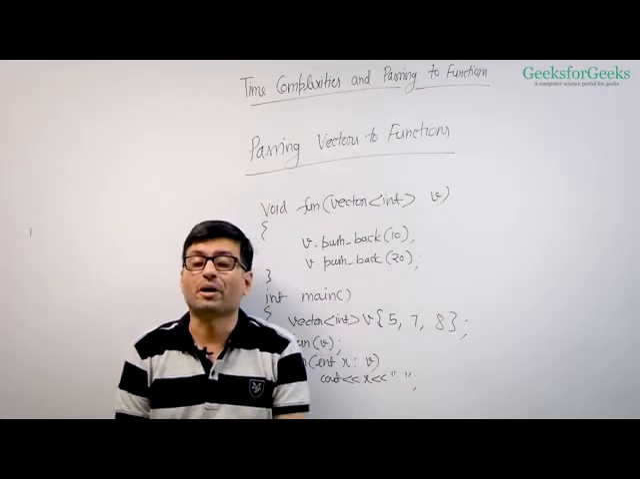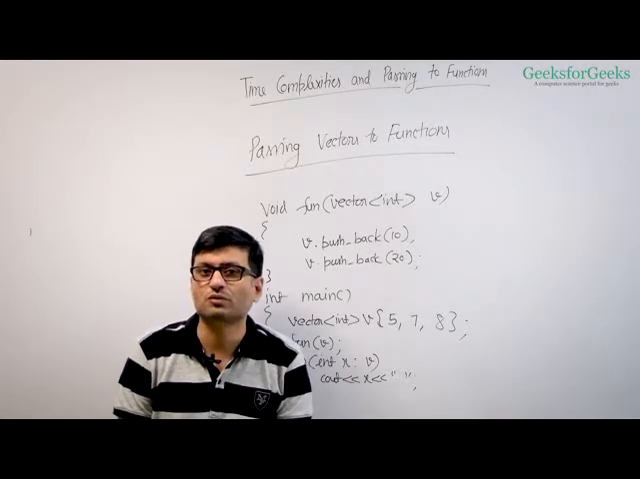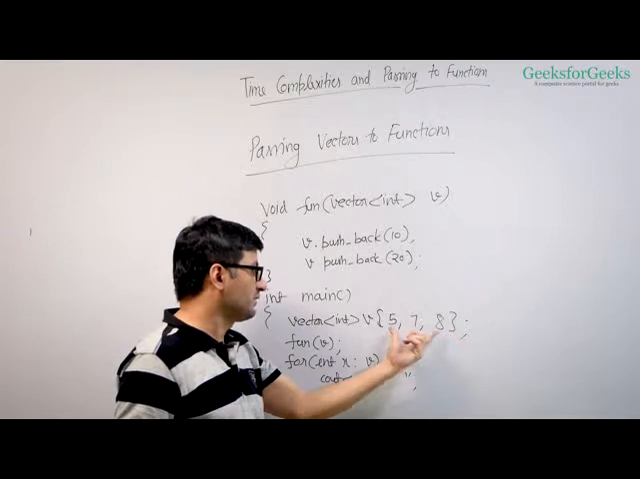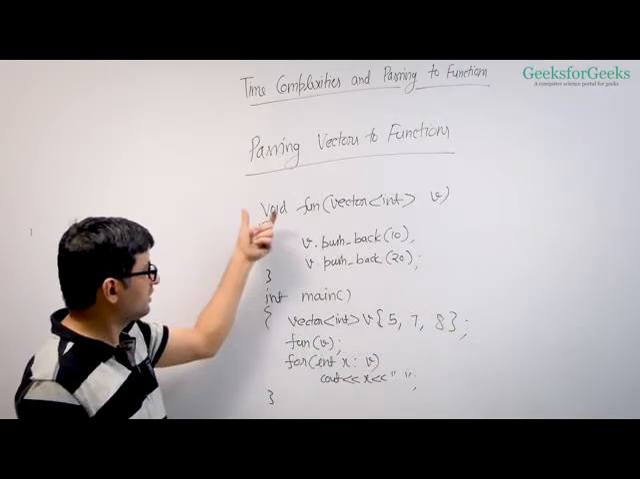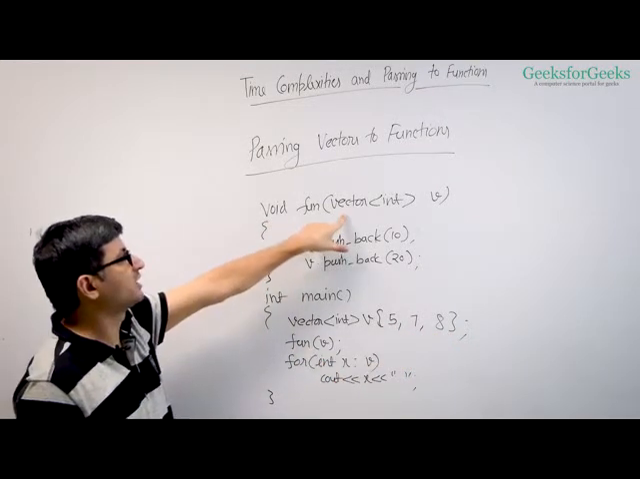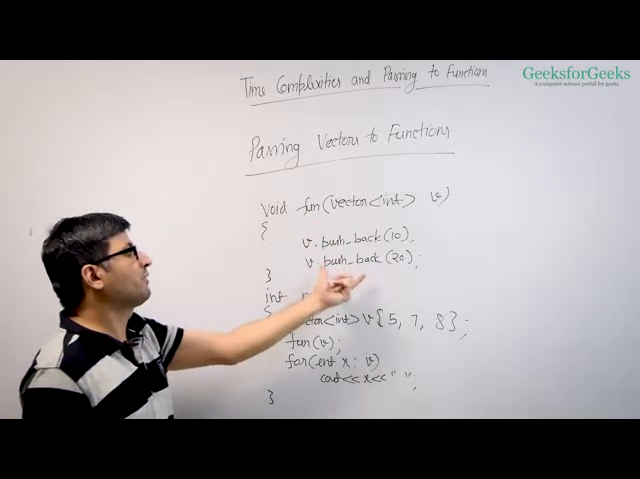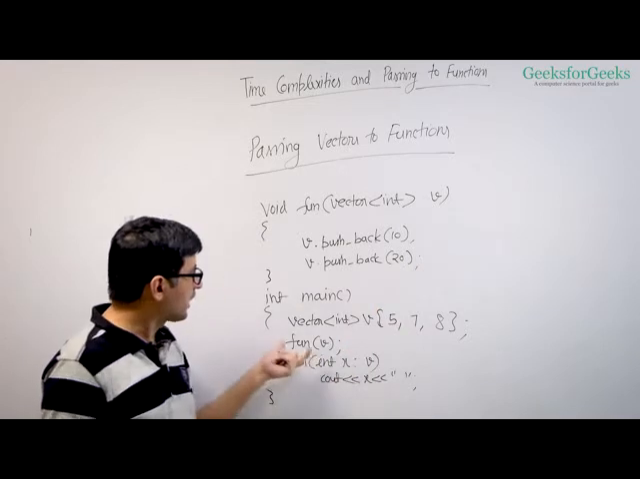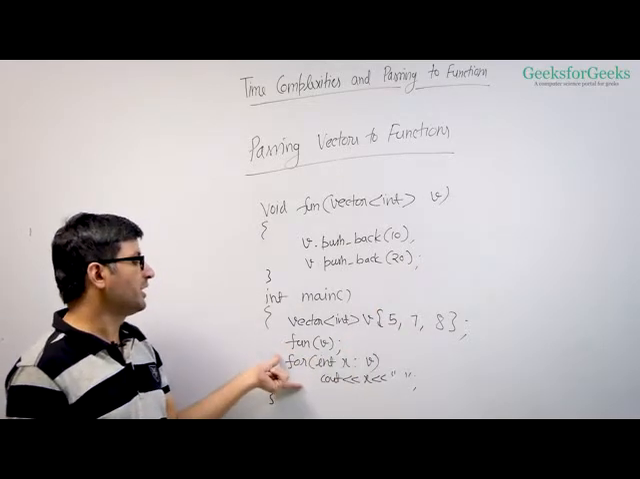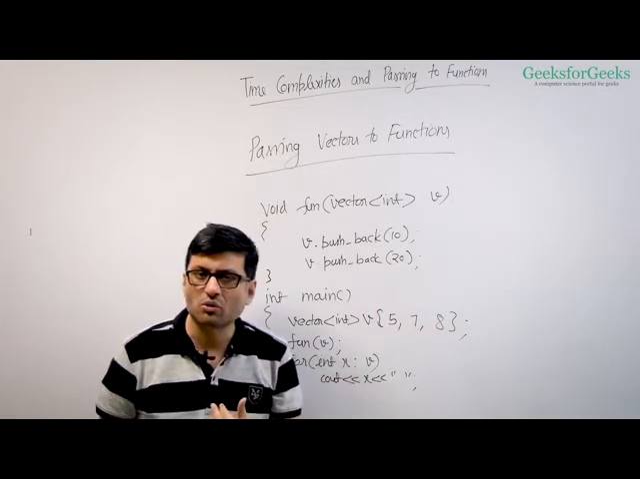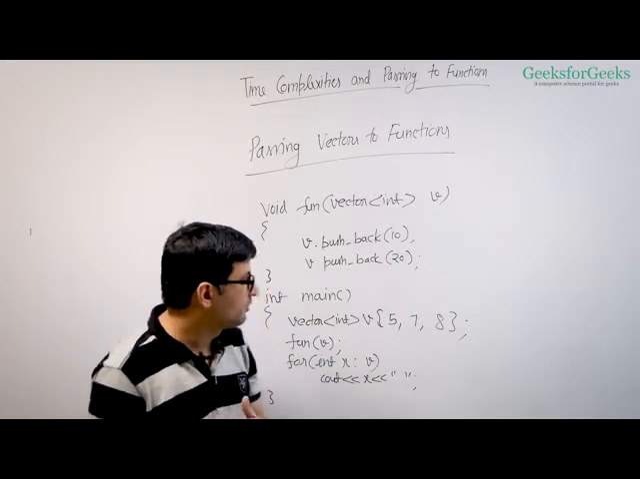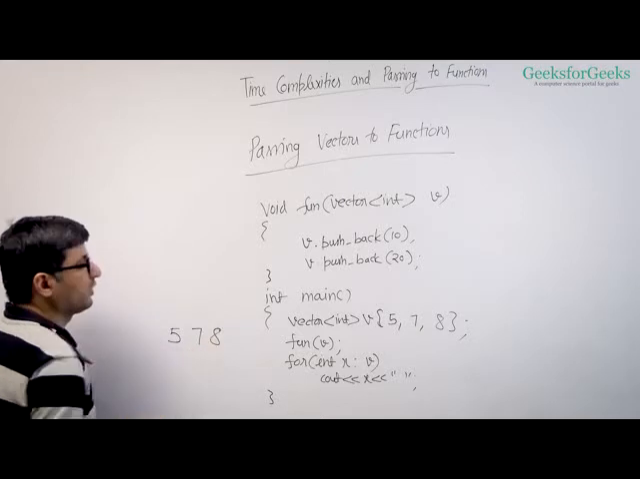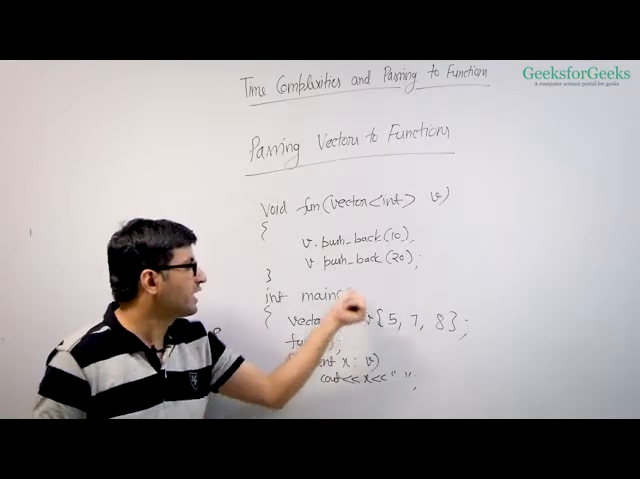Let us now talk about passing vectors to functions. So we have a vector here which has elements 5, 7, 8. We have a function that receives a vector as an argument. It modifies the vector. It pushes 10 and 20 to the vector. And after calling the function, we are printing the vector. Can you guess the output? The output is going to be 5, 7, 8 only. The vector is not modified by the function.